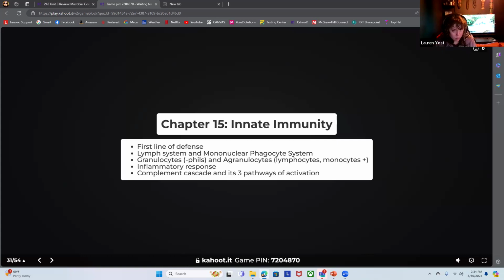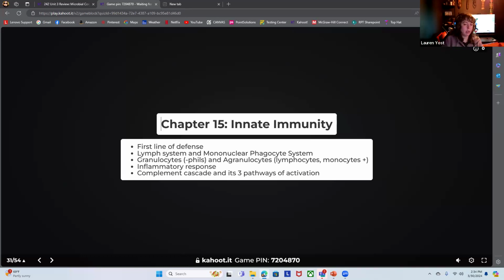The granulocytes, the neutrophils mostly, and then the agranulocytes, which will include monocytes, macrophages, dendritic cells. It's the monocytes plus, and then lymphocytes, which we talk more about in the next chapter. But that's your B and T cells. Remember that all white blood cells are called leukocytes. It's the same word. Leukocyte, white blood cell, that's all the same.